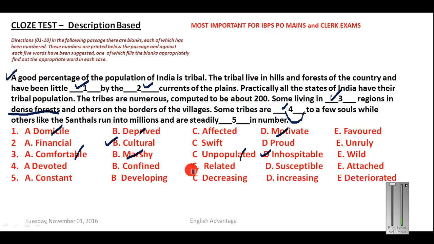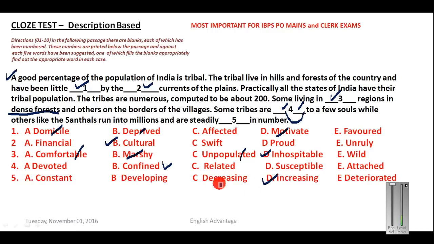Okay, now this word confined means limited. Okay, and this word confined is also followed by two. So confined will be the right answer here. Confined to a few souls, while others like the Santhals run into millions. Okay, Santhals population is in millions, and if a particular community population is in millions, it will definitely grow in numbers. Okay, it will increase in number. It will not decrease, but it will increase. So here the correct option will be increase.